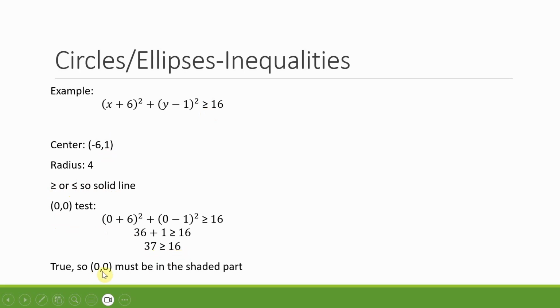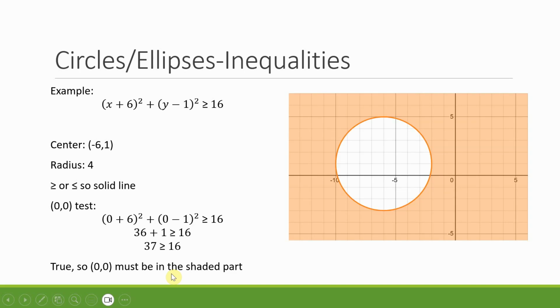So now, since 0, 0 is true, it has to be in the shaded part. So I again have the same circle, but now it's a solid line, and I'm going to be shading outside of the circle because I need 0, 0 to be included in the shaded part. So that's all you're going to have to know for circles and ellipses for the ACT.